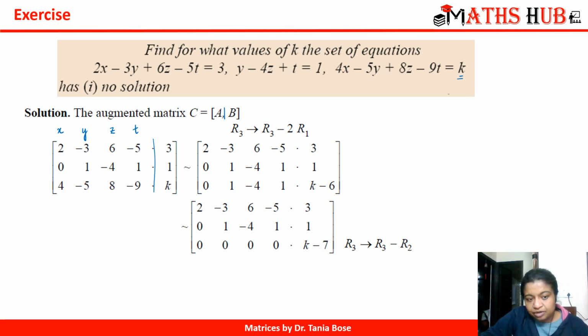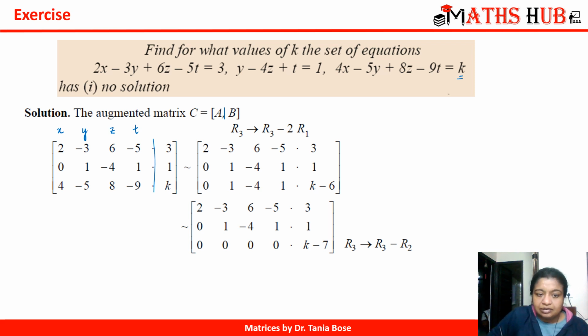So again, we try to convert this into a row echelon form. We have applied the transformation R3 is R3 minus 2R1. So when we apply this, we get the last row as 0, 1, minus 4, 1, K minus 6. Then we can see that these entries are same. So we can again apply R3 is R3 minus R2. So we get 0, 0, 0, 0, and then K minus 7.